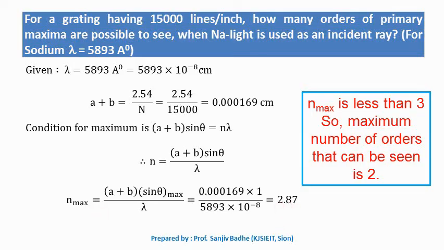But n has to be an integer. So n is less than 3. We will not round here. n is less than 3. So third order is not seen. So the maximum number of orders that can be seen is 2. So this is the final answer.